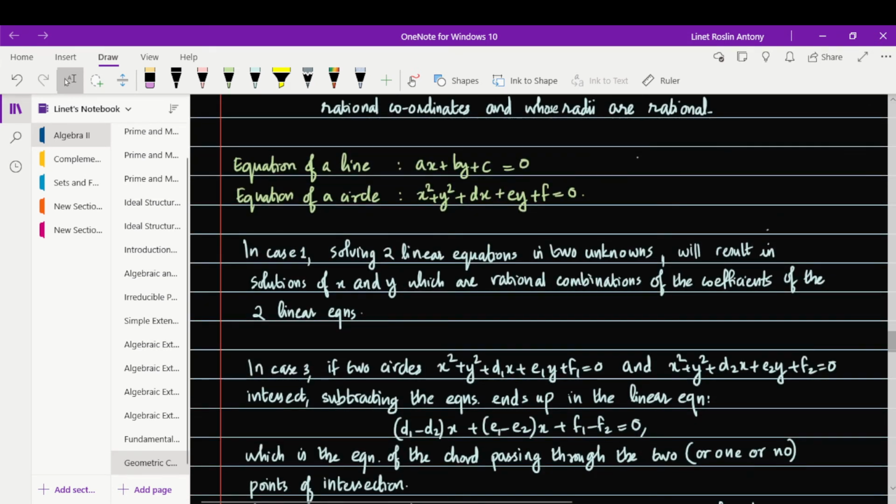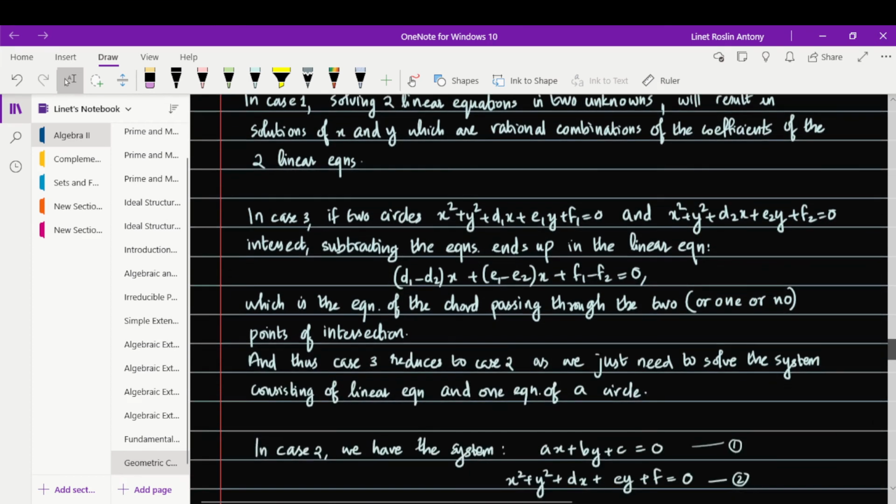So in order to get a further explanation of the same, we know that the equation of a line is ax plus by plus c is equal to 0, and equation of a circle is x square plus y square plus dx plus ey plus f is equal to 0. In case 1, solving two linear equations are given, because we are going to solve two lines. So that means we are solving two linear equations in two unknowns that will result in solutions of x and y, which are rational combinations of the coefficients of two linear equations.